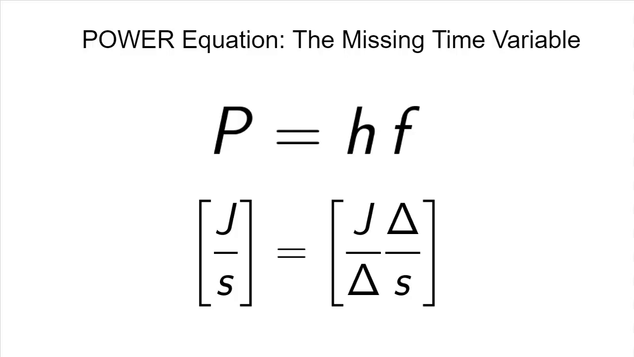And so the power equation from the language I am developing looks exactly like Planck's energy equation, only it's written in terms of power. So in this equation, power has units joules per second, Planck's constant has units joules per cycle, and frequency has units cycles per second.